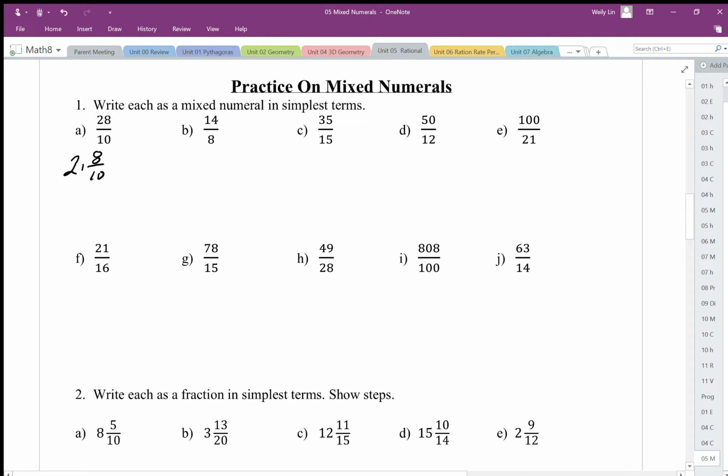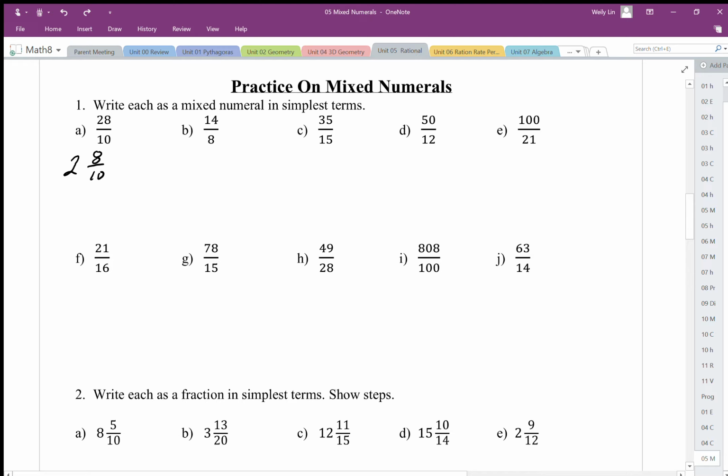Okay, there's an implied plus in there, but we never put that implied plus. Okay, we leave it as 2 and 8/10. So we can divide 10 into 28. We get 2 whole parts and 8 parts remainder.